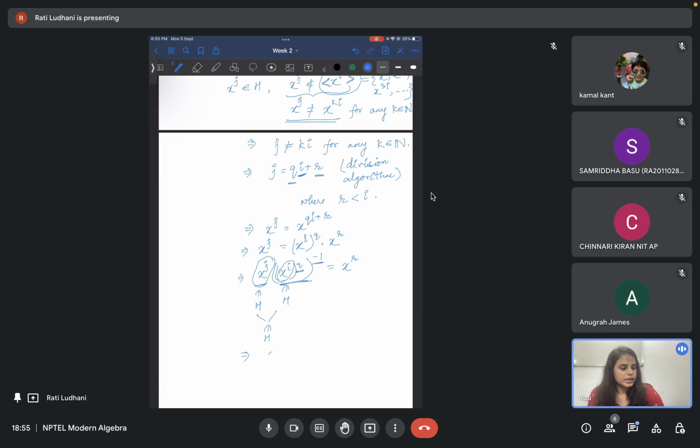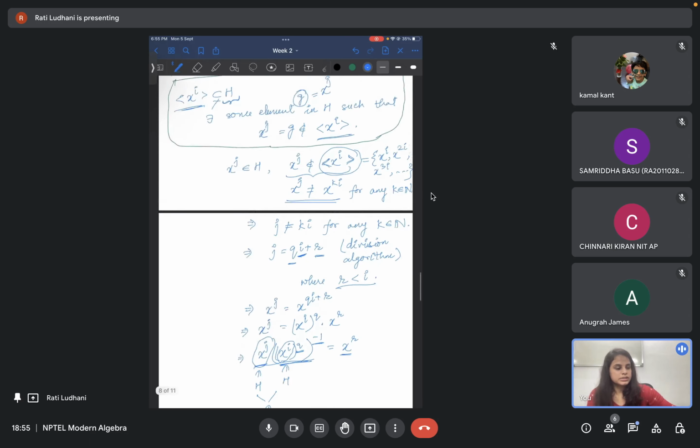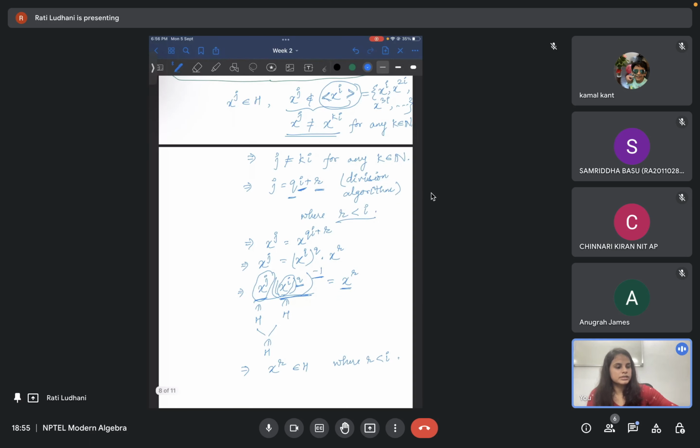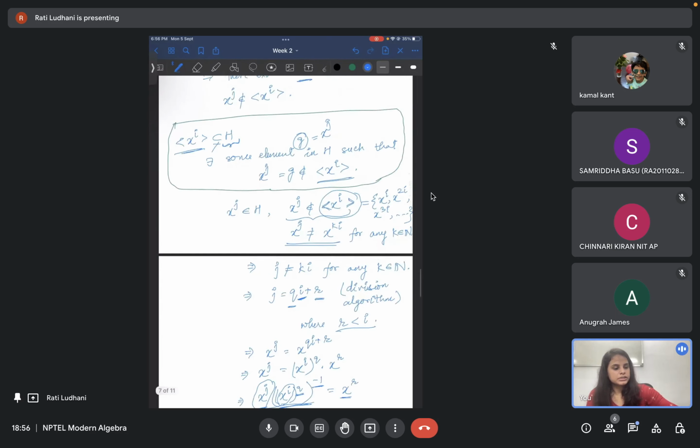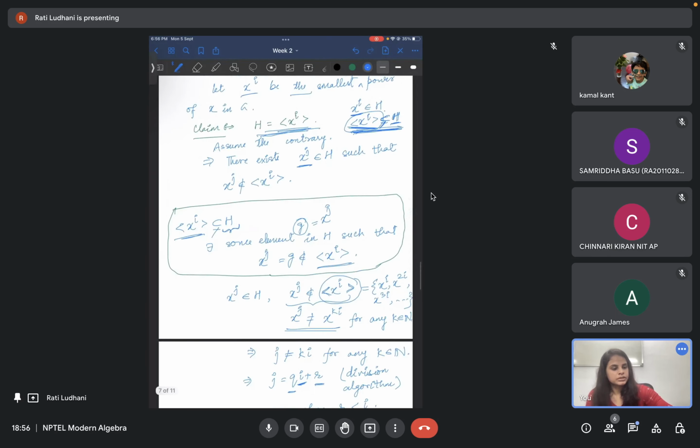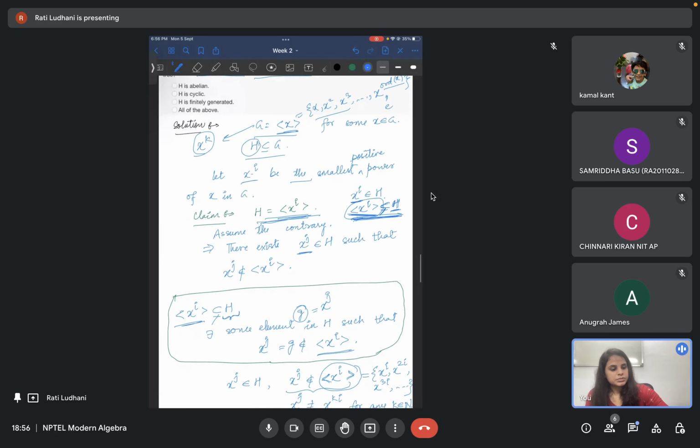So this implies that this value is exactly equal to x raised to power r in H, where r is strictly less than I because of this property. And this is saying r is strictly less than I. That means this is a contradiction to what I has been chosen. I is the smallest positive power of x in H, because we are talking about H.